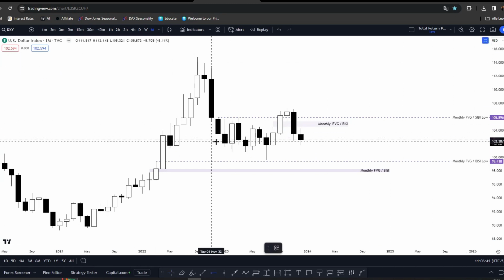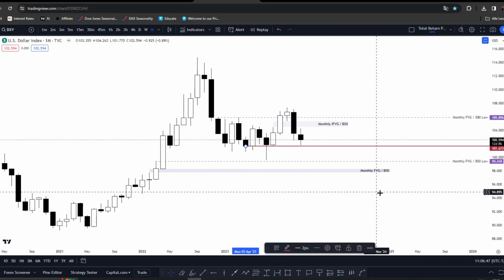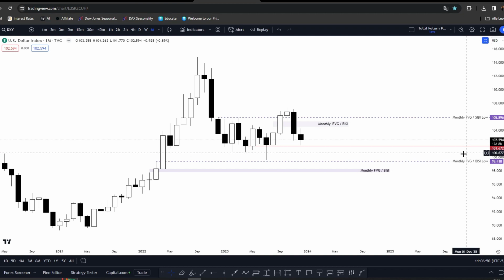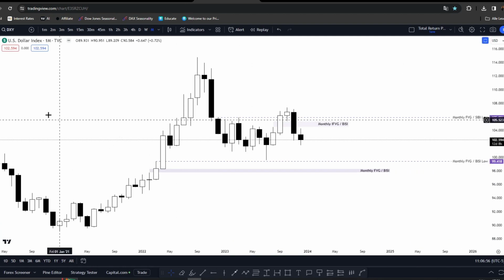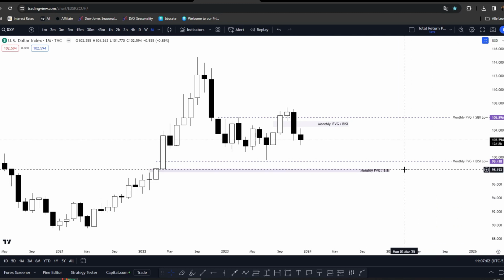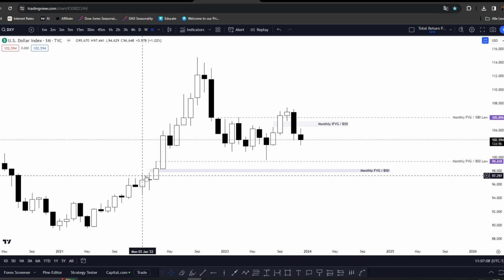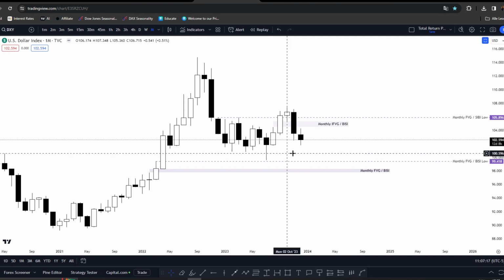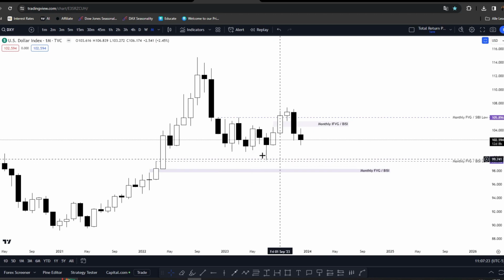And what I want to see is maybe a run at least below this rejection block right here on the monthly time frame, below the 101.600 level, and we can aim for downside targets at 100 and around 98, which is a monthly fair value gap, buy side imbalance, sell side inefficiency, right here at the 98 level. Big institutional number, which is also a big confluence.